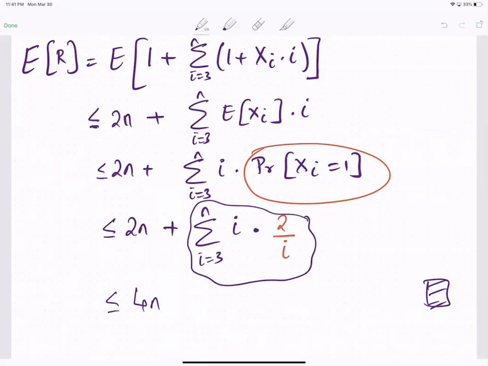The grid rebuilding could be very costly, but the probability of that happening is also very small, right? 2 over i. Because of that, in expectation, every iteration takes only constant time. So overall, the running time will be order of n.